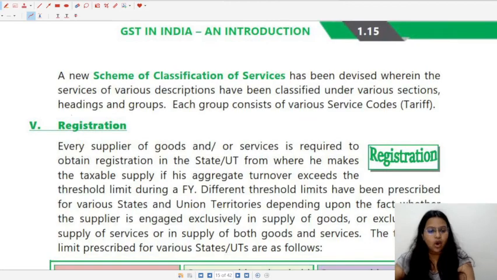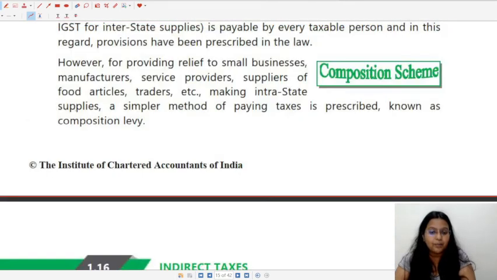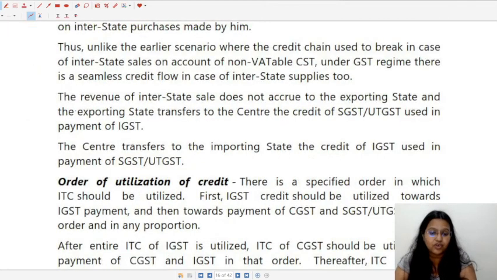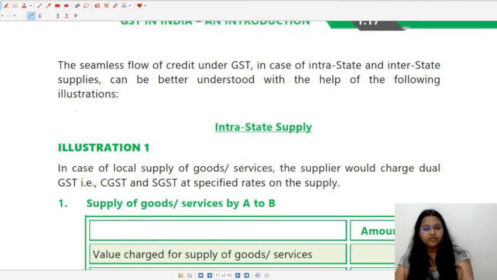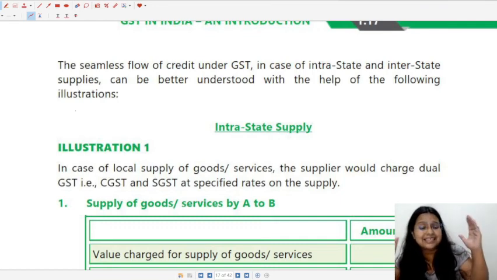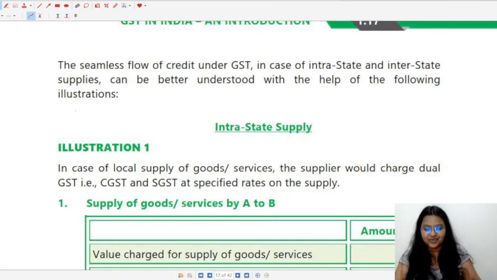Now, these points, that is registration, composition scheme, exemption, seamless flow of credit. Ma'am, are we going to do it from here? If you are taking my advice, do not do it from here, because we have proper chapters on these points. If we do it from here now, we will get confused. So let's just skip this part for now. We will do it in their respective chapters. Yes, they have a complete chapter of their own.